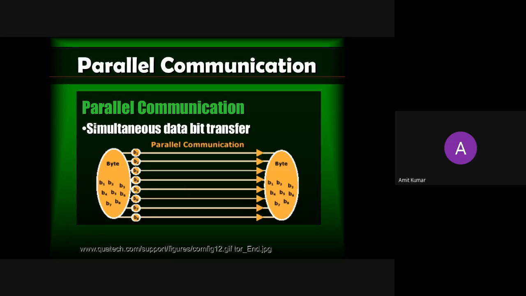So the advantage of parallel communication is you can send 8-bit data at a time. So the data rate will always be higher than the serial communication. That will not be a challenge in parallel communication if you are transmitting. But there is another challenge in the parallel communication. So we will discuss those challenges that we are facing in the parallel communication.